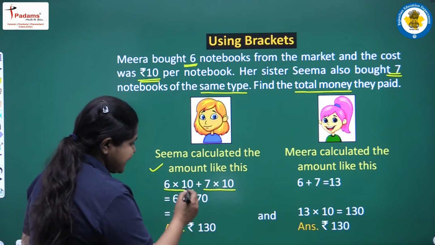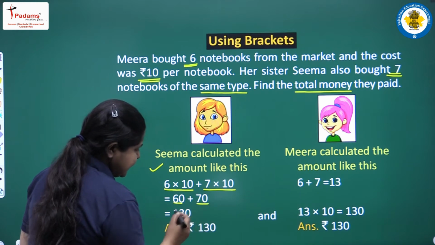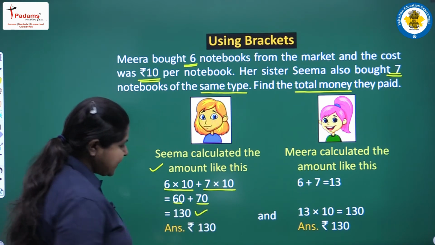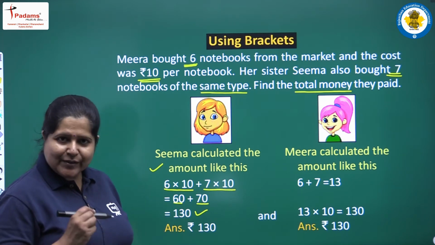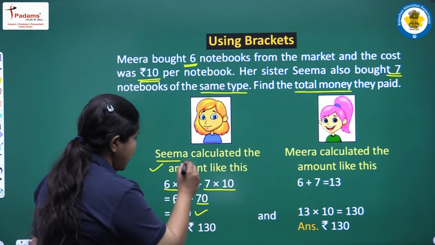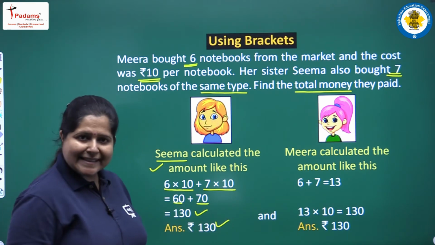In this way, 6 into 10, she got 60 rupees. 7 into 10, 70. Adding the two, the final answer she got was rupees 130. So, Seema calculated the amount to be paid to the shopkeeper as rupees 130.